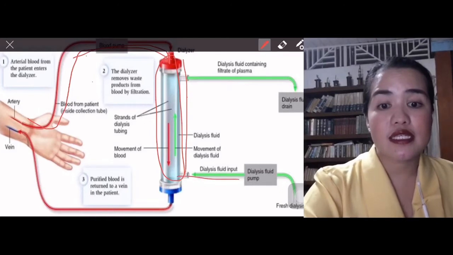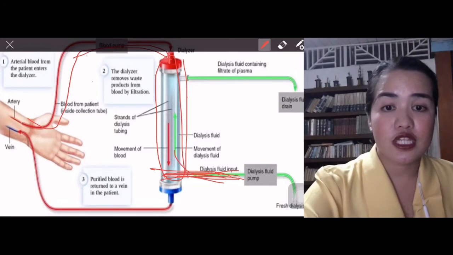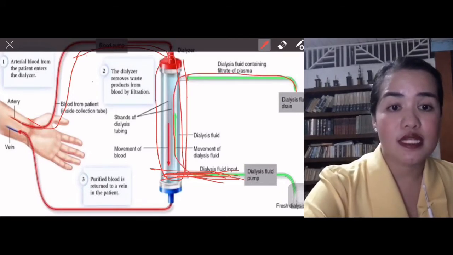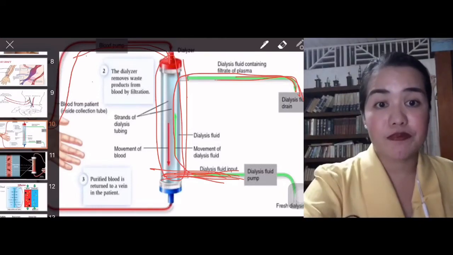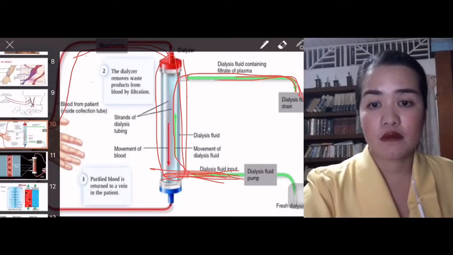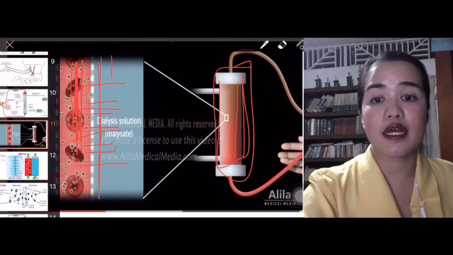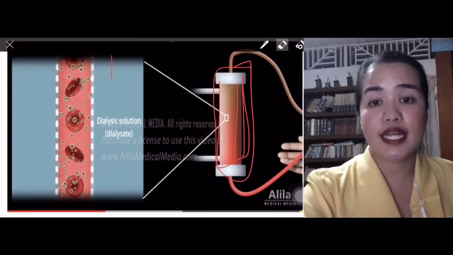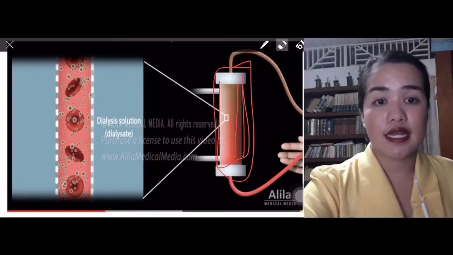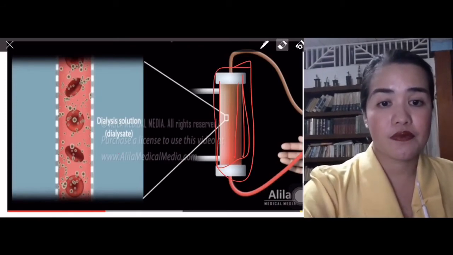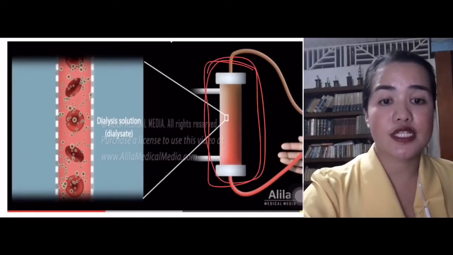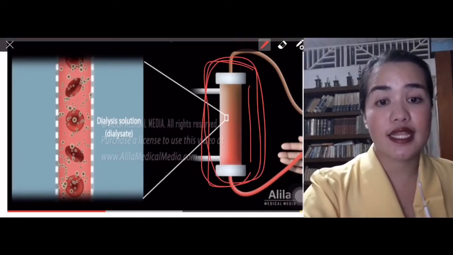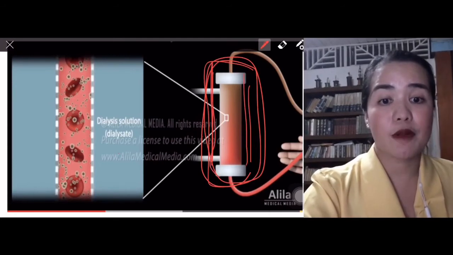So the dialysate is continuously introduced here, and then it is continuously drained here as well once it is already used. Now, with the process of diffusion, once the blood enters the dialyzer, this is the example, this is the dialyzer.